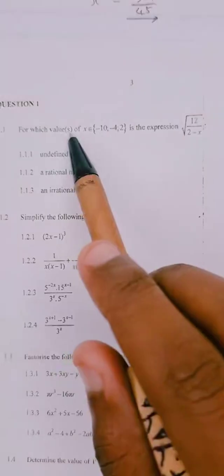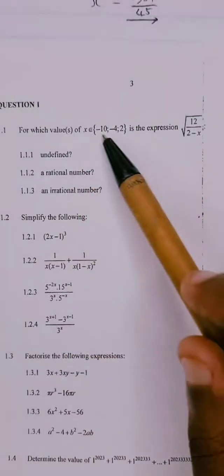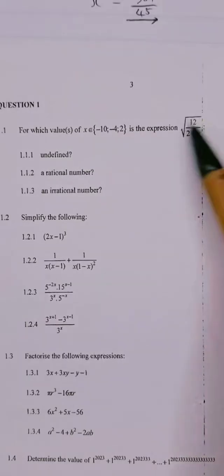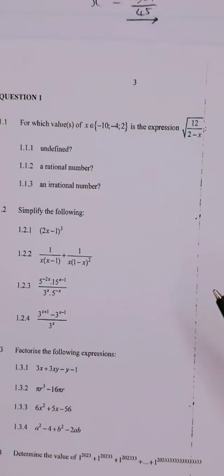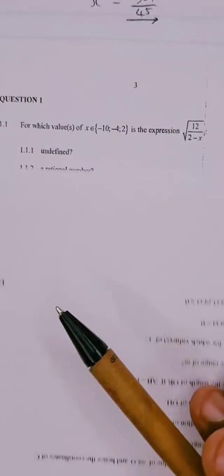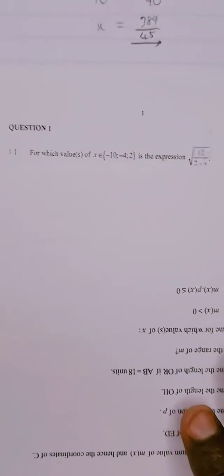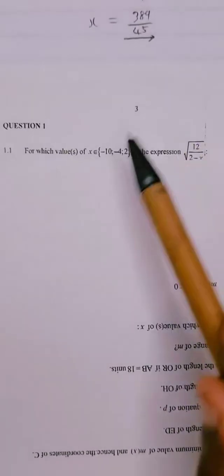Look at this. For which values of x, an element of {-10, -4, 2}, is this expression undefined? You guys tell me. Let me hear it from you. For which values of x is this expression undefined? There are your x values. They've given you a few there. So these are the only values that you need to consider.